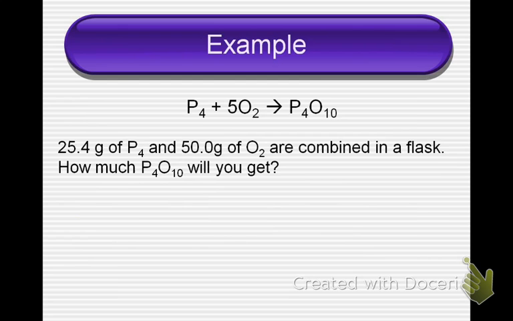All right, here's a practice problem for this. So we have this reaction right here. This is phosphorus, P4, reacting with oxygen gas to produce P4O10. This is a balanced reaction already, so we can go right to our equations.